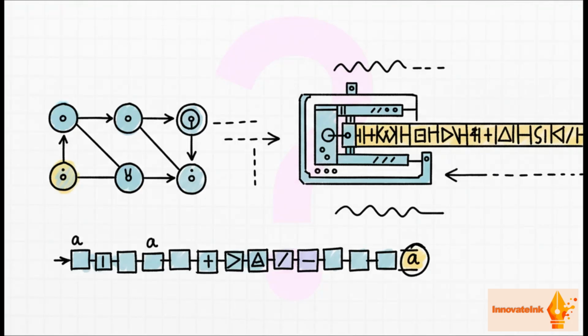So let's throw a real curveball at them and see what happens. We want a machine that says yes to any string where, let's say, the third to last character is an A. Now this is tricky because the machine is reading from the beginning. It has no idea when the string is going to end until it's already over.